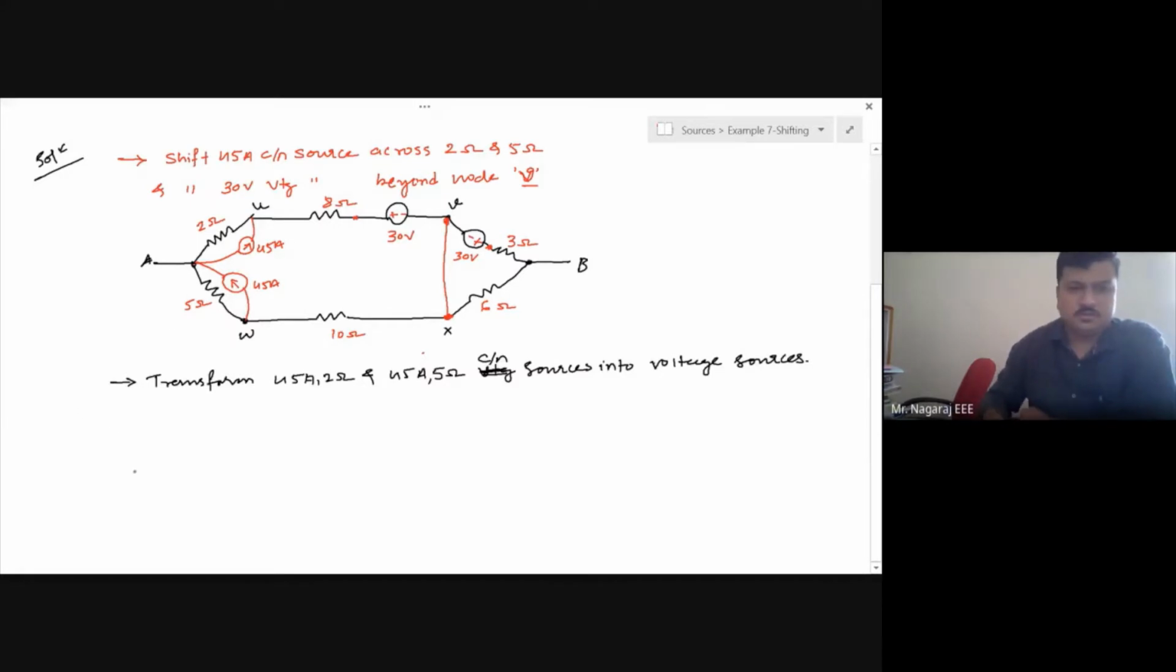Okay. So redrawing the circuit. Terminal A. My 2 ohm will remain as it is. I will get a voltage source. This is 8 ohms. In series to that I have 30 volts. Okay. Here it is 5 ohms. In series to that I will get a voltage source. Here I have 10 ohms.